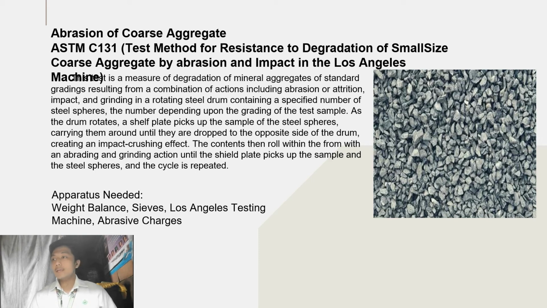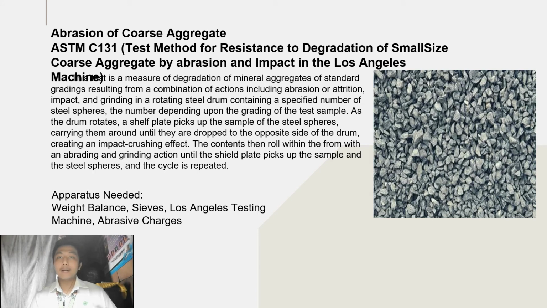As the drum rotates, a shelf plate picks up the sample and the steel spheres, carrying them around until they are dropped to the opposite side of the drum, creating an impact crushing effect. The contents then roll within the drum with an abrading and grinding action until the shelf plate picks up the sample and the steel spheres and the cycle is repeated.